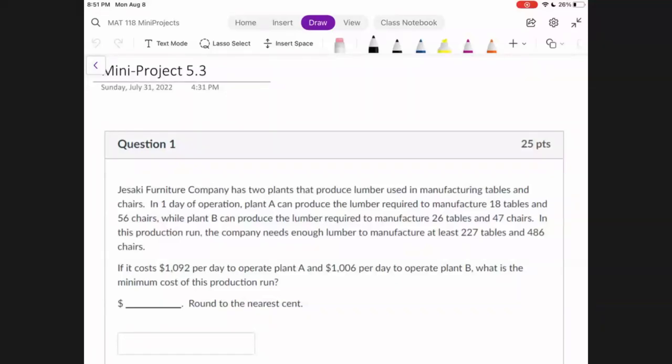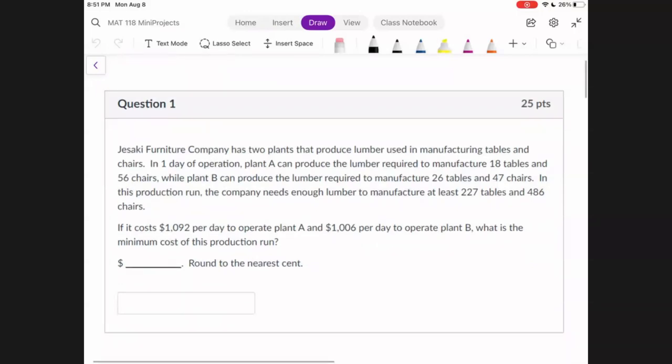Hey everyone, this is a video for Mini Project 5.3. For a majority of this video, we'll talk about how to set up linear programming questions, and I will actually solve them with Desmos. Very interesting, a nice tool to do this sort of shading and get your points.